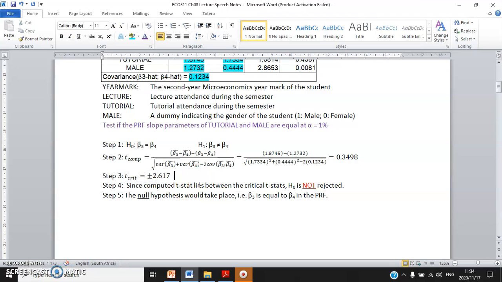Since the computed t-stat lies between the two critical t-stats, it means the null hypothesis is not rejected. From a statistical point of view, the null hypothesis is more likely to hold. So step 5, H0 would take place. That is, B3 equals B4 in the PRF.